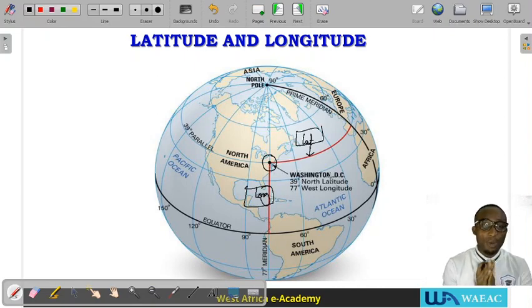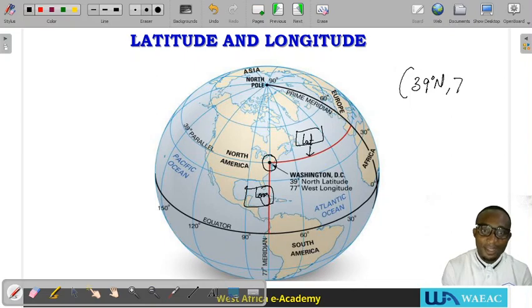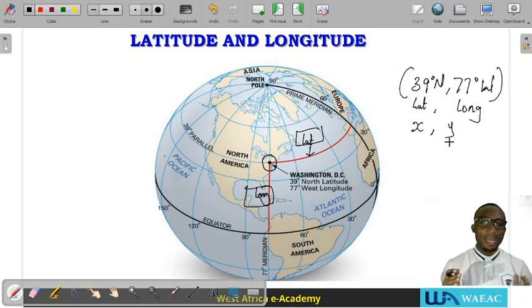So if you don't know anything about Washington DC, or you want to go to Washington DC and you don't know how to get there, this will really help you, because Washington DC is 39 degree north, 77 degree west. These are the coordinates. This is how you can figure out how to get to Washington DC, and this is our lat, comma, this is our longitude. Like I explain all the time in geometry, we have x, comma, y. So anytime latitude and longitude intersect, we must get a location on the surface of the earth. So please kindly take note of that.